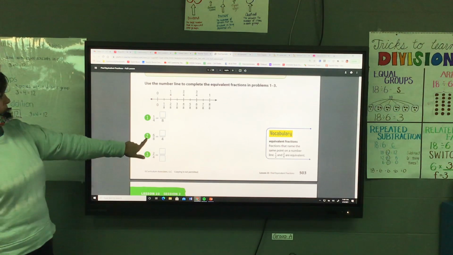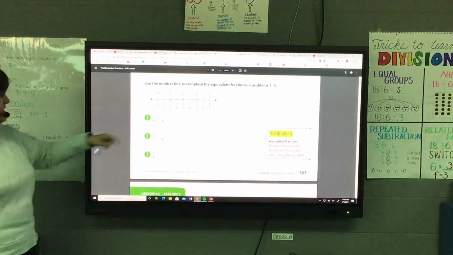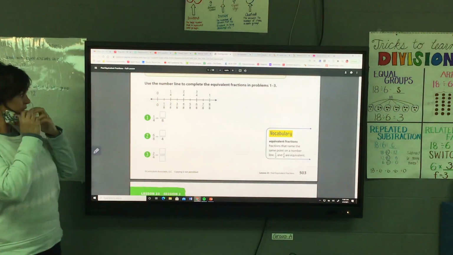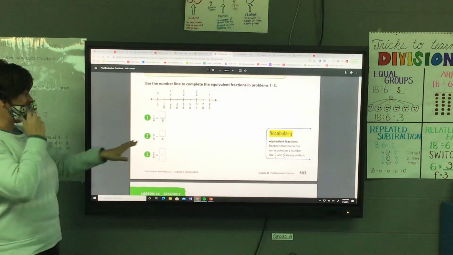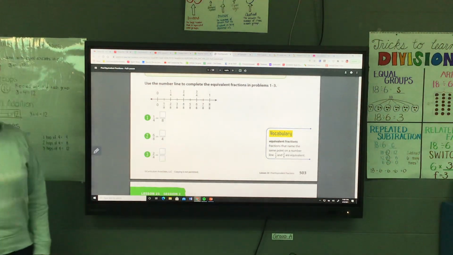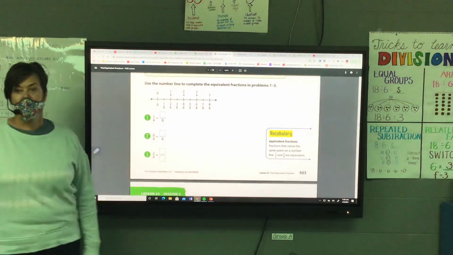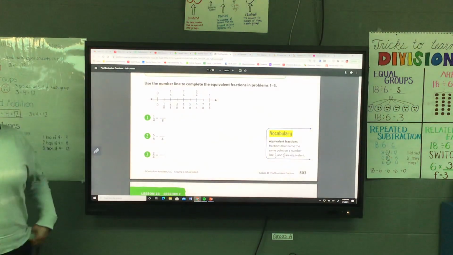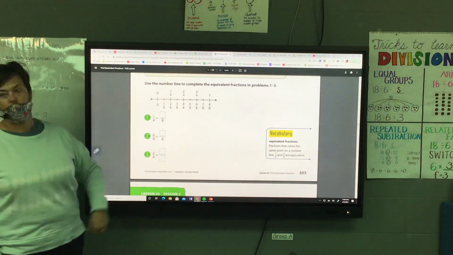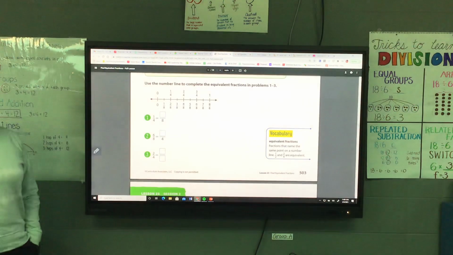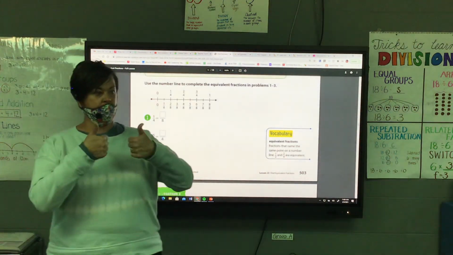Okay, now on that same number line, find 6/8. Do you see 6/8? Yes. Look above. Is there an equivalent fraction? Yes. Write that fraction down. The last one we're going to do is find 2/4. Do you see the equivalent fraction? Yes. Write that down. Got it?